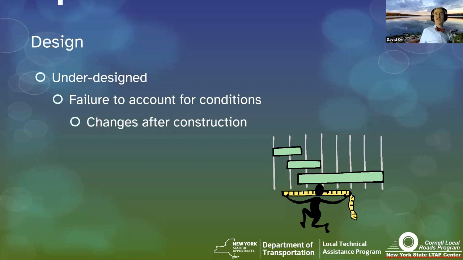Changes after construction. You did everything right, but the traffic volume changed because suddenly that road was connecting, or somebody bought in a large development or a windmill farm or a Walmart, and all of a sudden there were loads. That is still a design issue. Sometimes you know about it, sometimes you don't, but that's a challenge for us.